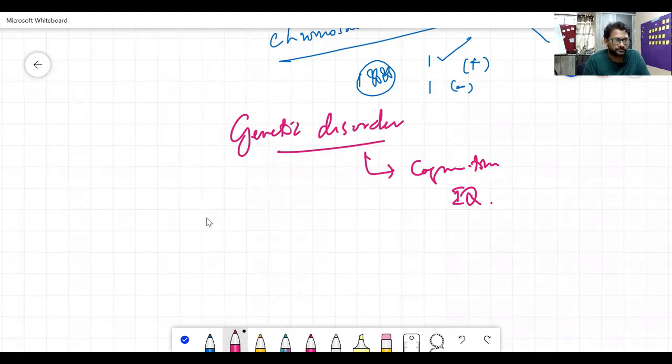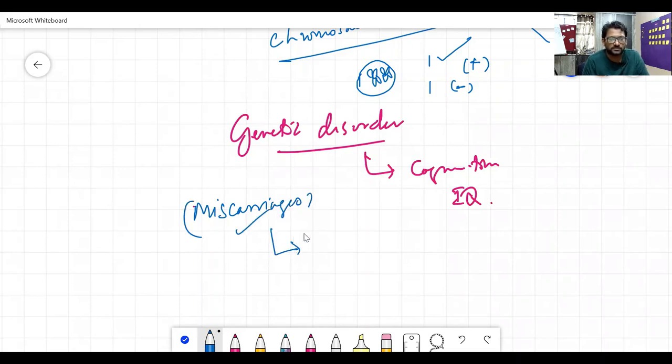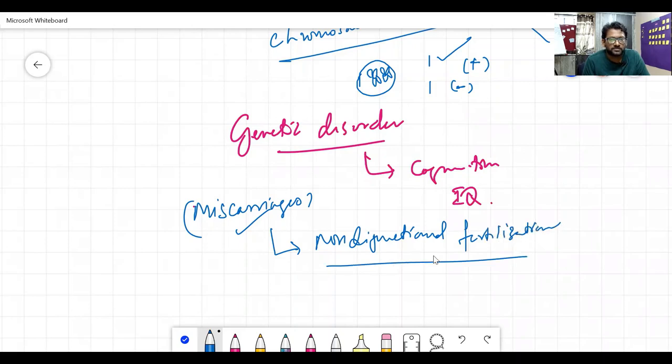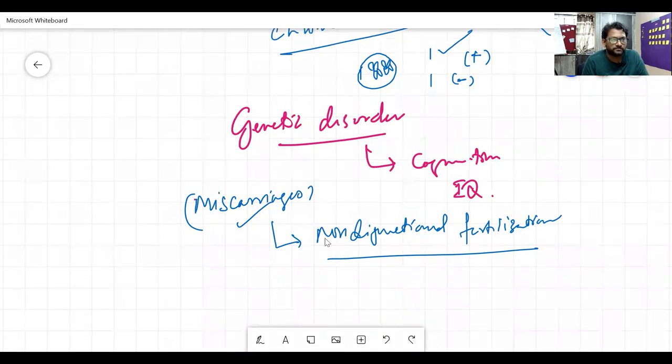So the first one is the problem called miscarriages. These miscarriages, abortions for that matter, result from non-disjunctional fertilizations. So during fertilization, the chromosomes haven't separated properly, and that results in miscarriage.